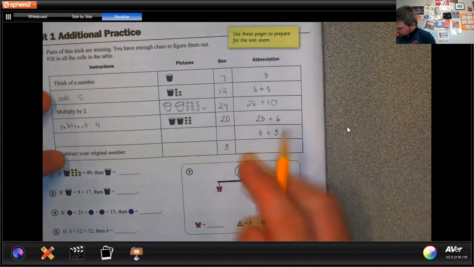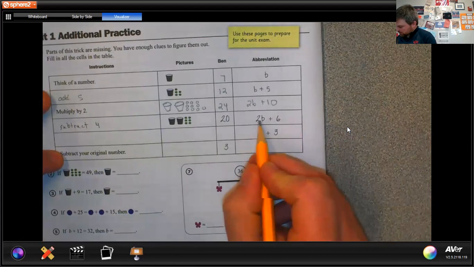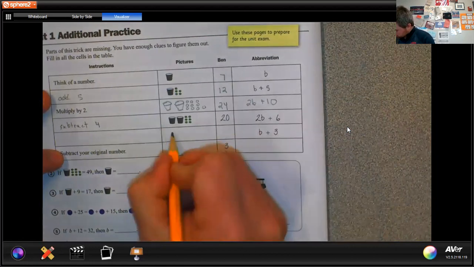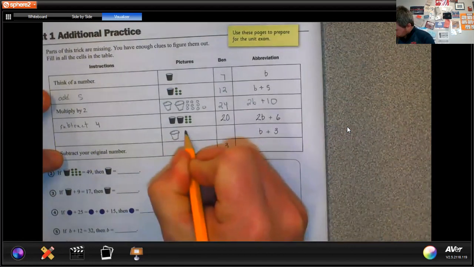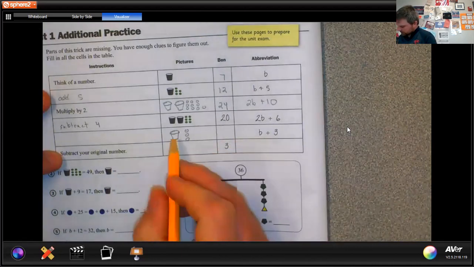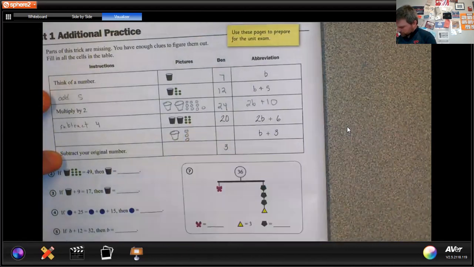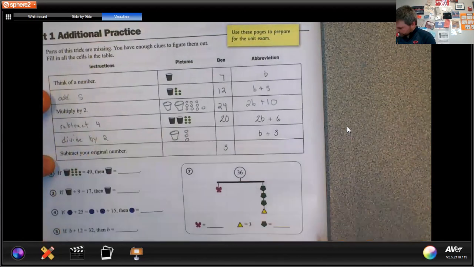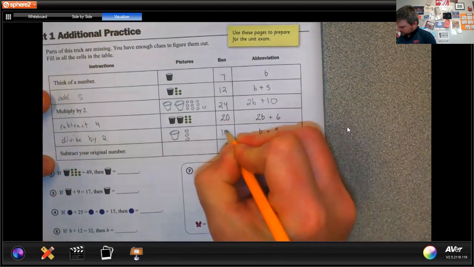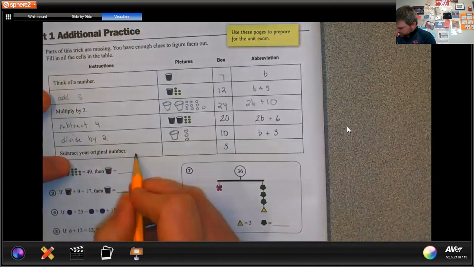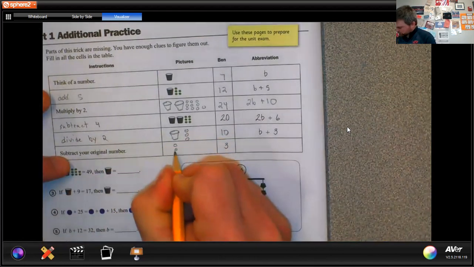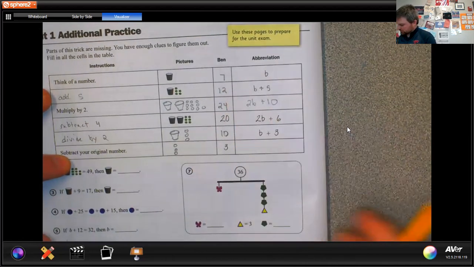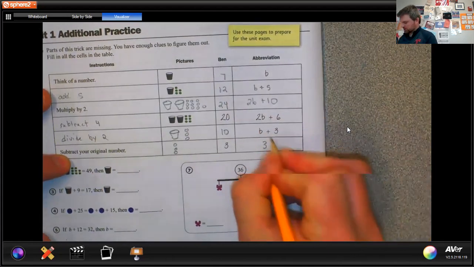Okay. Now they just give us the abbreviation. 2b plus 6 goes to b plus 3. Looks like we got a bucket. So a bucket and 3 marbles now. So it looks like we lost a bucket and we lost half our marbles. So divide by 2. So take 20 divided by 2, you get 10. Subtract your original number, so that gets rid of a bucket. We got 3 marbles. And then 10 minus the 7, which was our original number, gives you 3. And we're left with 3 here because you get rid of your bucket.